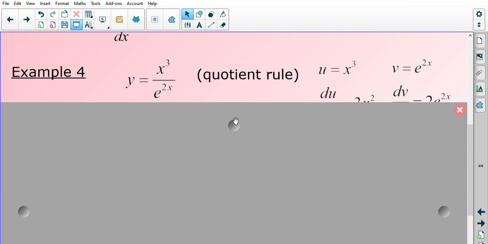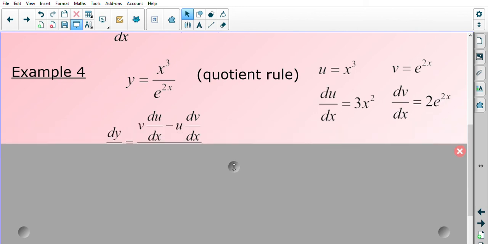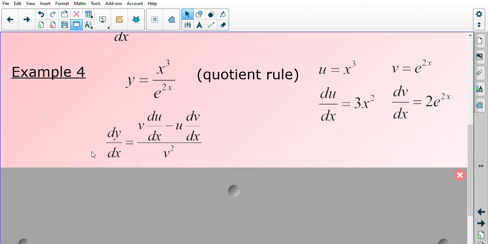If I differentiate both of them, du by dx, so u is x cubed, so that's going to be 3x squared. If I differentiate e to the 2x, that will give me another e to the 2x, but I'm going to multiply by the differential of 2x. The differential is 2, so if I differentiate 2x, I get 2, so that will go at the front. I've got 2e to the 2x there. So that's me got my functions, and I need to substitute it into my quotient rule, remembering it's got a v squared on the bottom.